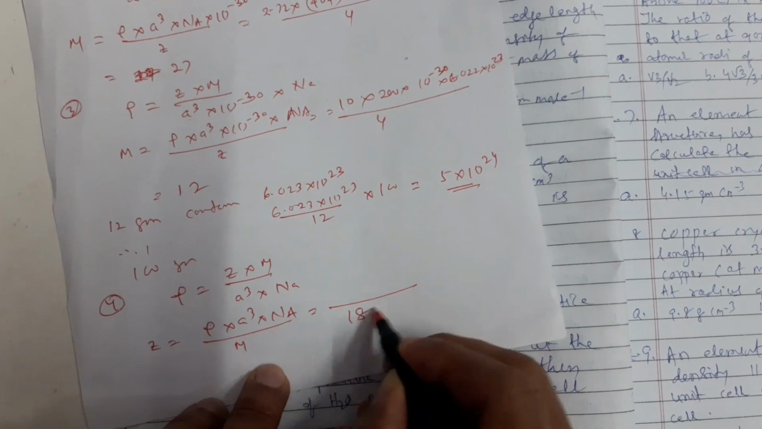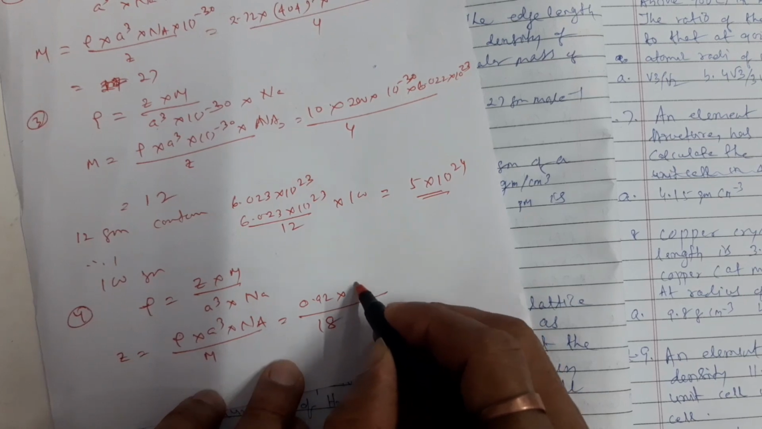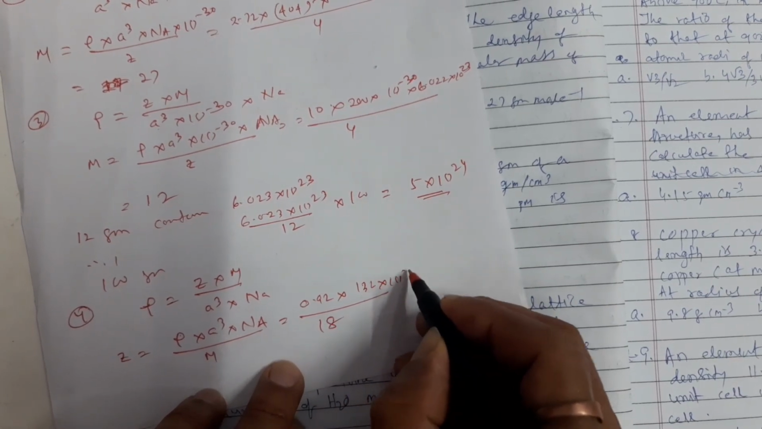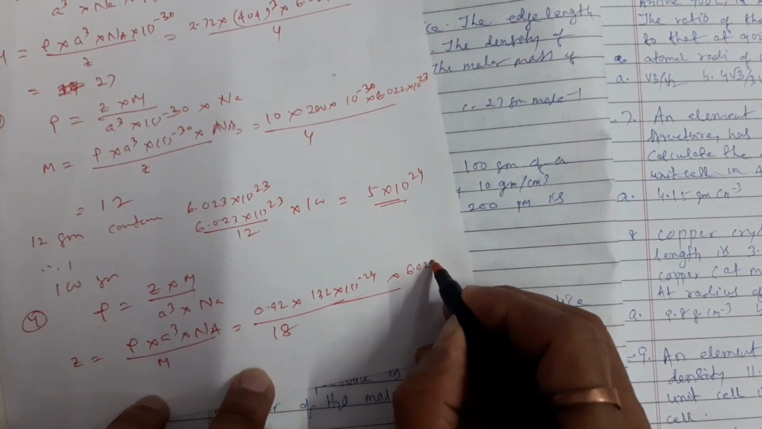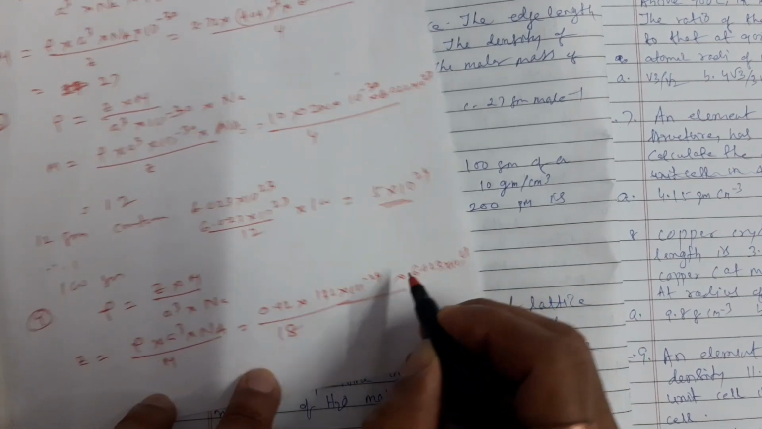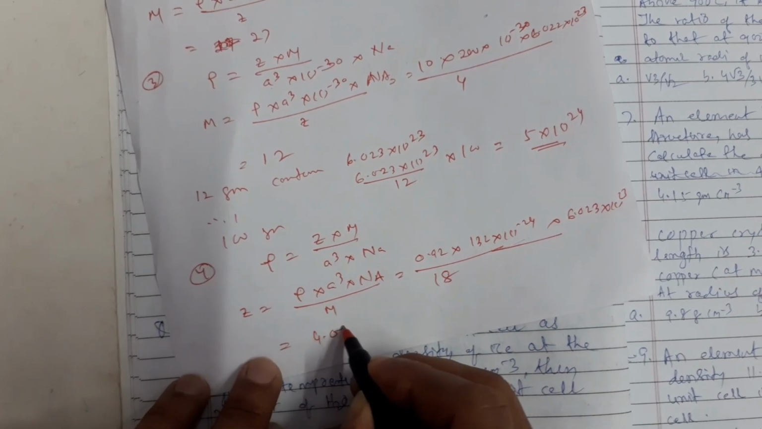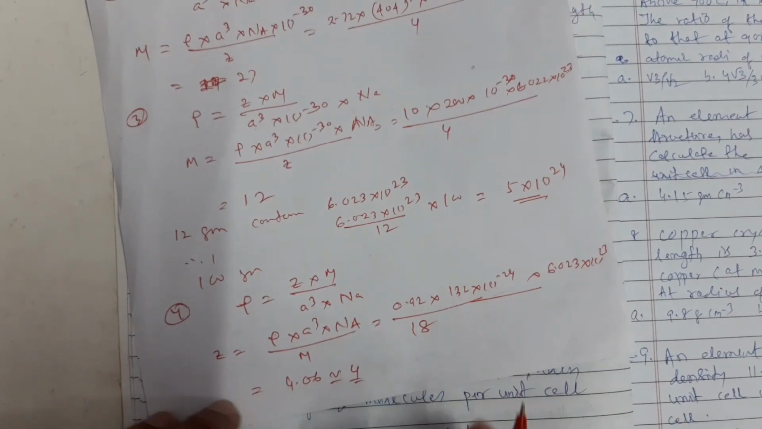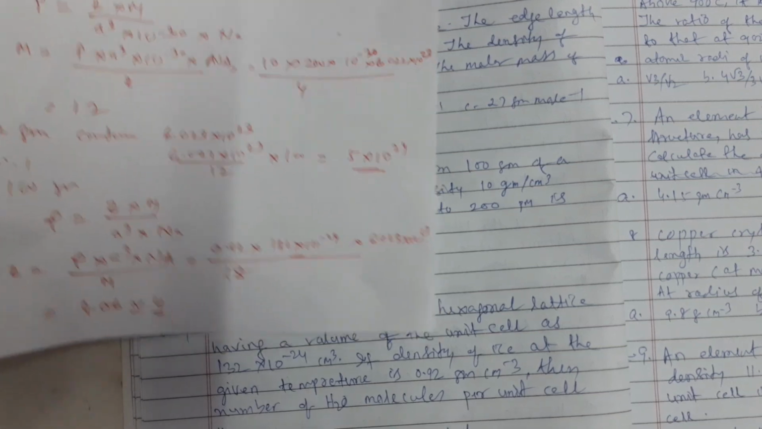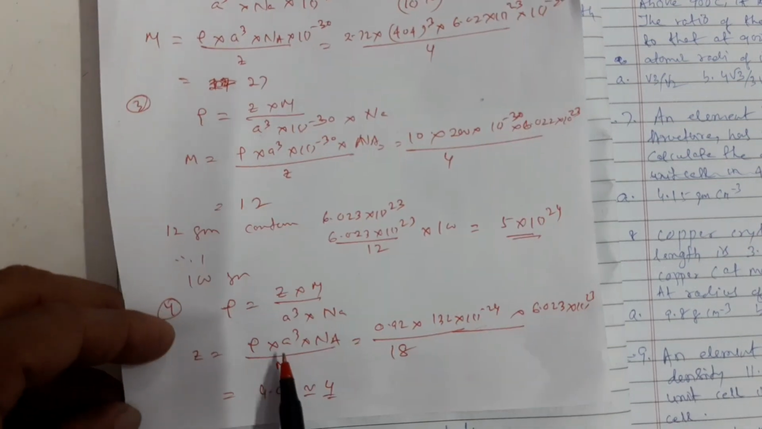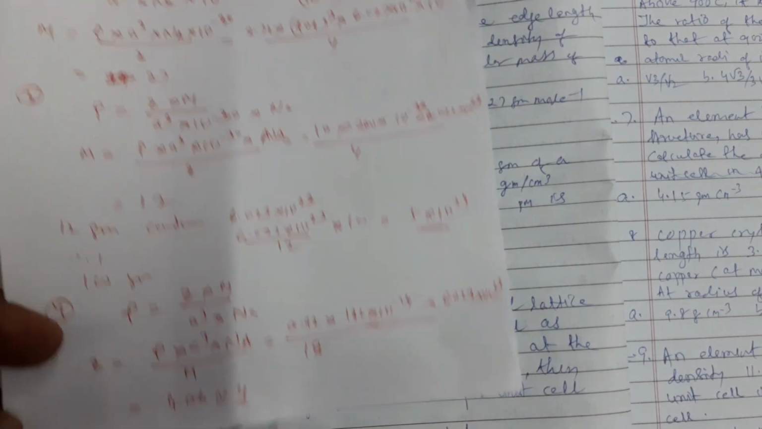For water, the molecular mass is 18, rho is given 0.92, and a cube is given as 132 multiplied by 10 to the minus 24, and Avogadro's number 6.02 multiplied by 10 to the 23. By solving these you will get 4.06, so approximately it is 4. So choice D is the correct answer. You see, the volume is given, that means a cube is given. Therefore I am directly putting 132 multiplied by 10 to the minus 24.